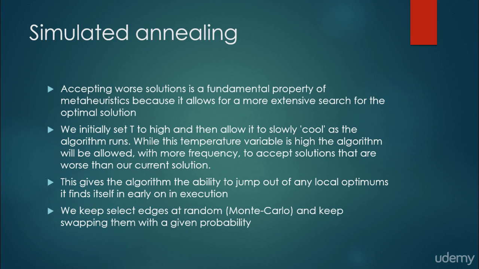We keep selecting edges at random, and this is why it is a Monte Carlo based algorithm, and keep swapping them with a given probability. And as I said earlier, as the T parameter, the temperature, gets lower and lower, we keep rejecting worse solutions. So it's going to be clear during the implementation.